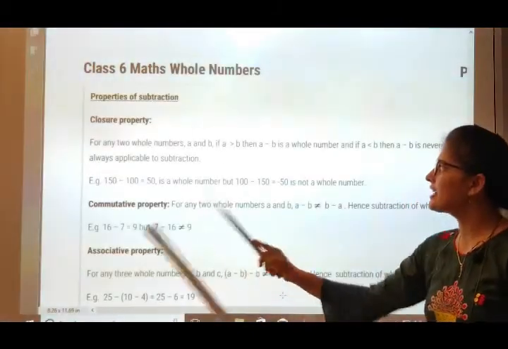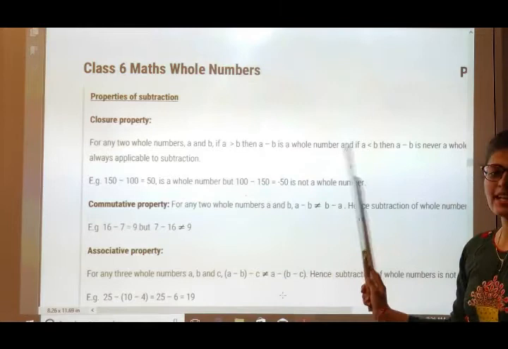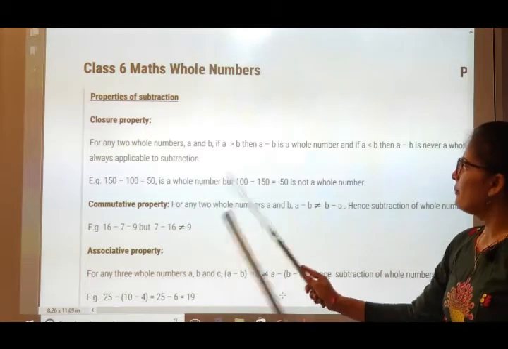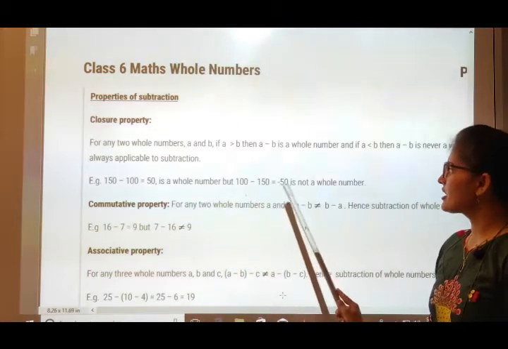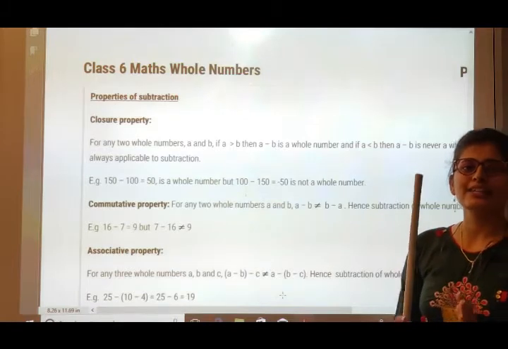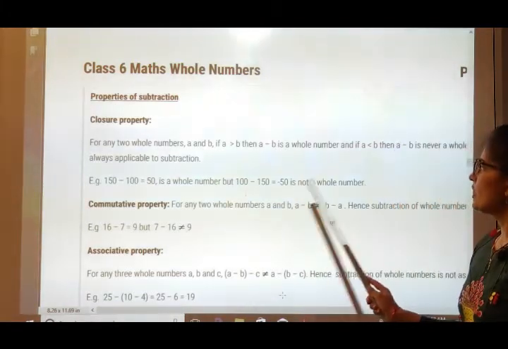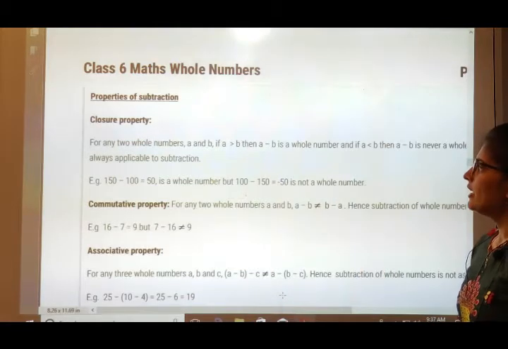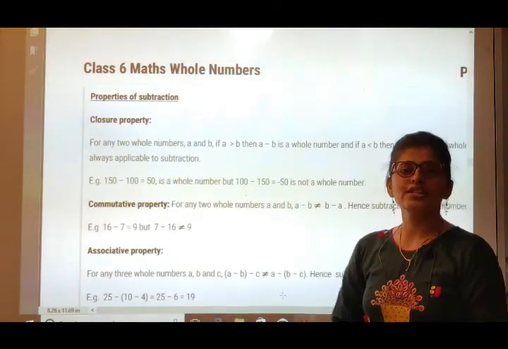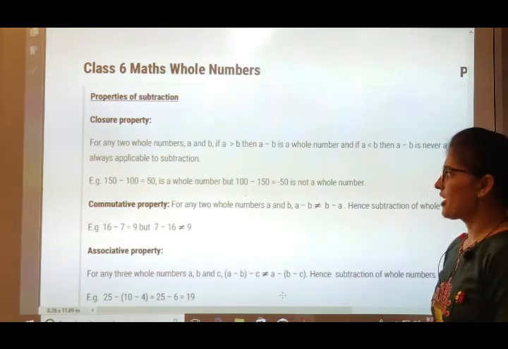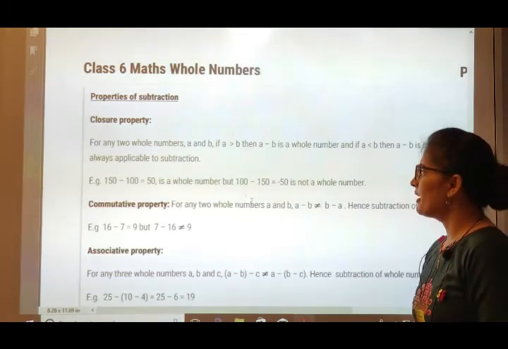So whenever A is greater, then the answer we will get is a whole number. But 100 minus 150 is equal to minus 50. That means negative numbers are not included in the whole numbers, so it is not a whole number. So closure property is not satisfied by subtraction.